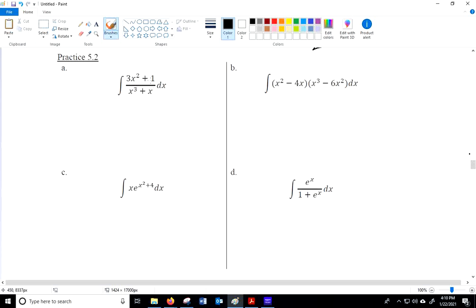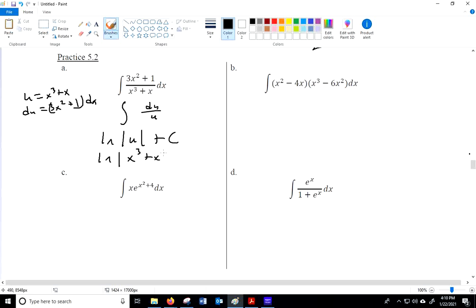Okay, on this one here, let's let u equal x cubed plus x. So then du equals 3x squared plus 1 dx, of course. That's a differential. So this entire numerator and the dx becomes my du, and the bottom is just u. The integral of du over u is the natural log of the absolute value of u plus c. Natural log, the absolute value then of x cubed plus x plus c.